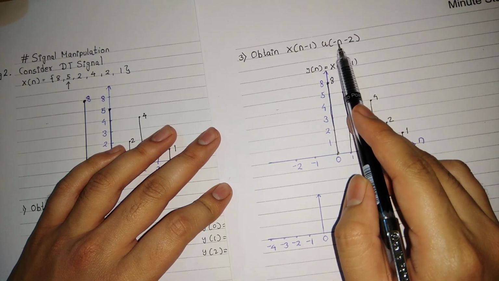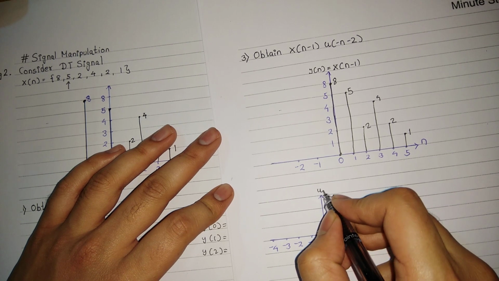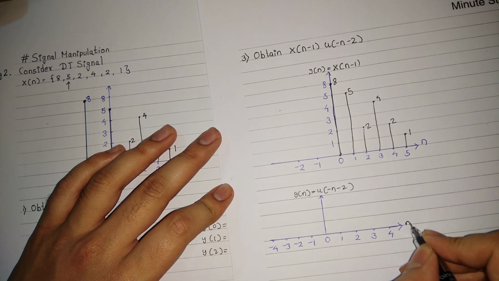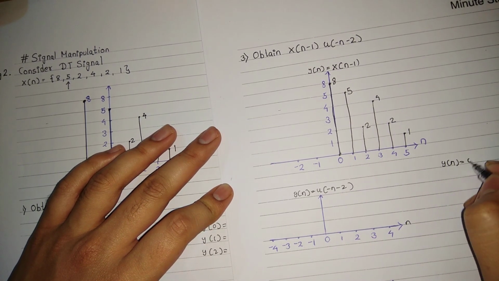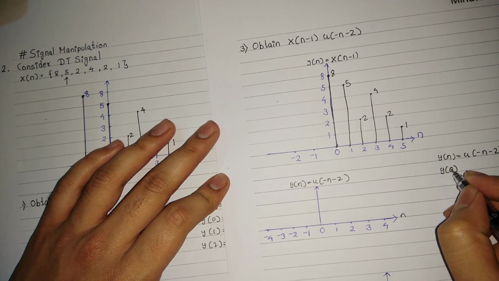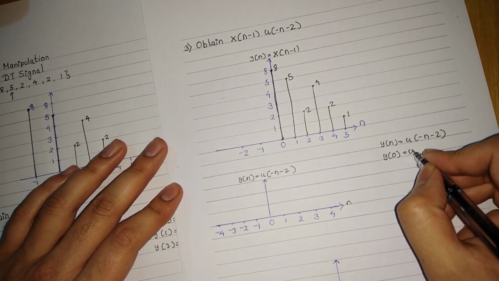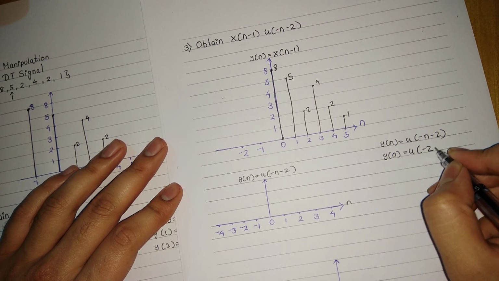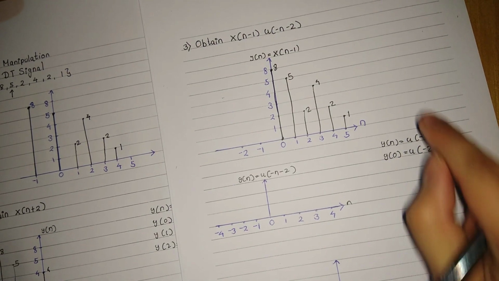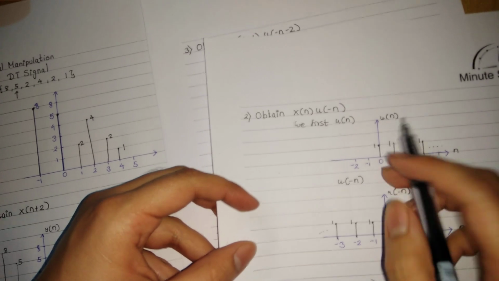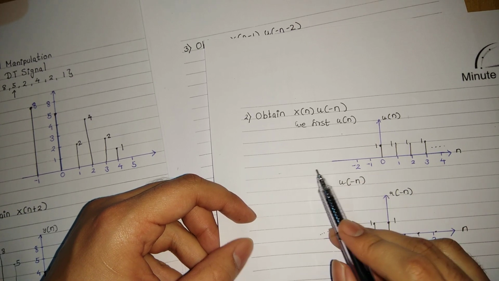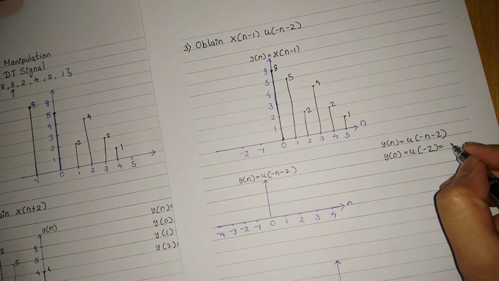Now we have to find u of minus n minus 2. Let us consider this new signal as y of n is equal to u of minus n minus 2. So y of 0, for n equal to 0, it will be u of minus 0 minus 2, so it will be u of minus 2. And guys, we know a unit step signal u of n: for origin it is 1 and on the right side everything is 1 and on the left it is 0. So basically u of minus 2 is equal to 0.